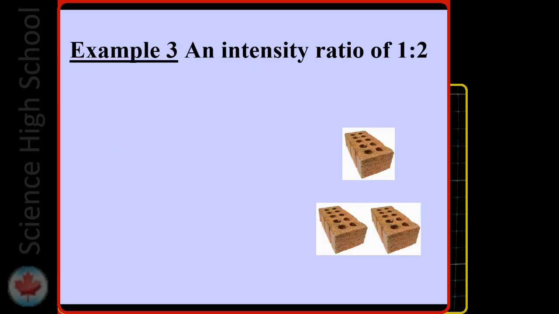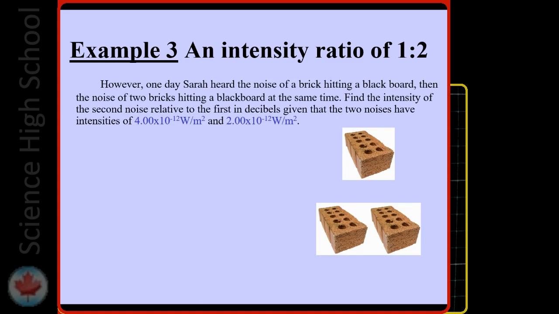Okay, we could go through other silly examples. Maybe we could have a 2-to-1 ratio. Now, in this case, I've chosen more realistic watt per meter squared values for actual sounds that humans might hear. So we have a 4 times 10 to the power of negative 12 watts per meter squared sound compared to an intensity of 2 times 10 to the power of negative 12 watts per meter squared. Like, that's actually a scale of sound intensity that you and I could listen to.